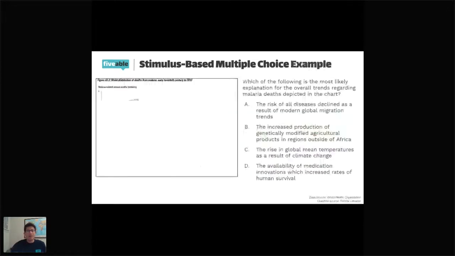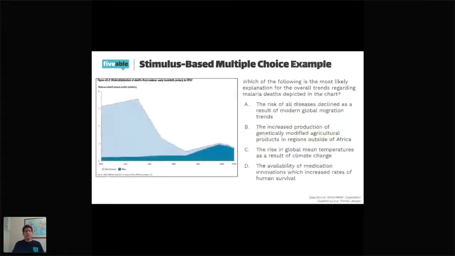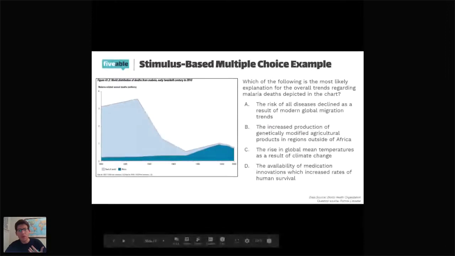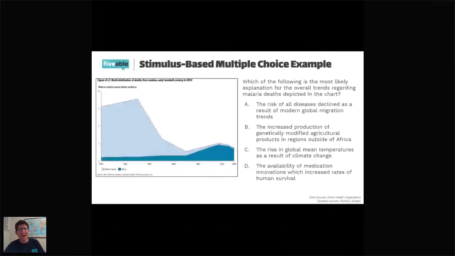I do have an example stimulus-based multiple choice question here if you want to kind of generally know what it might look like. I haven't done this with everything on here, but feel free to guess along at home or put in the chat what you think the answer to this might be. Although if you haven't had the course yet, it might be a little bit difficult, which I completely understand.